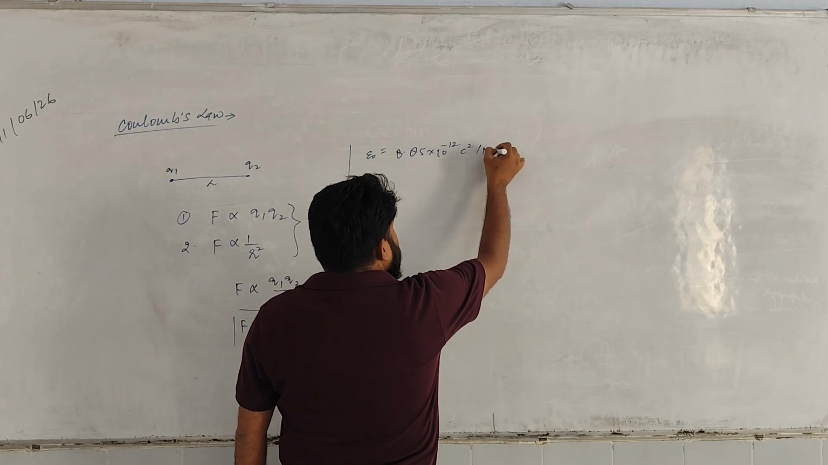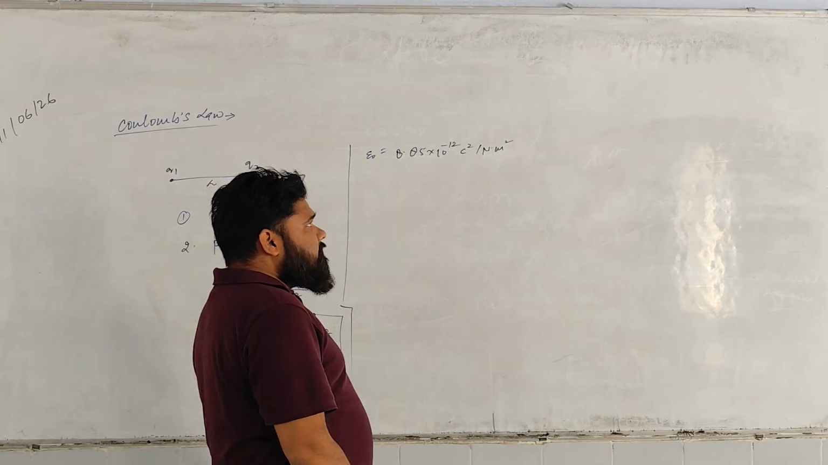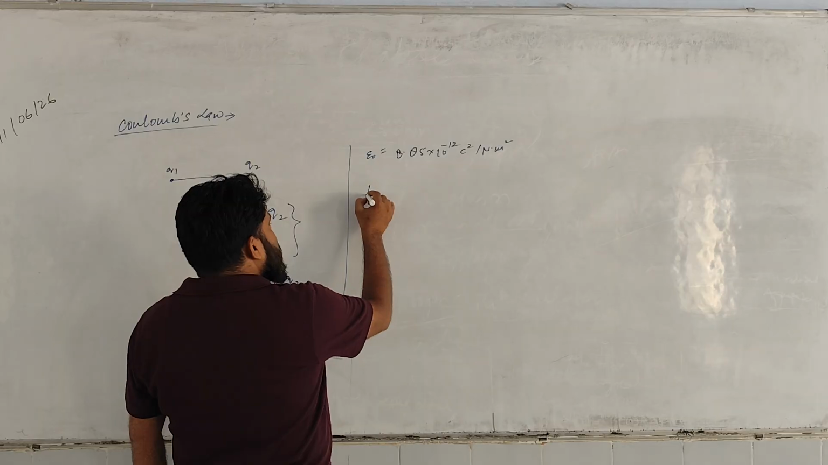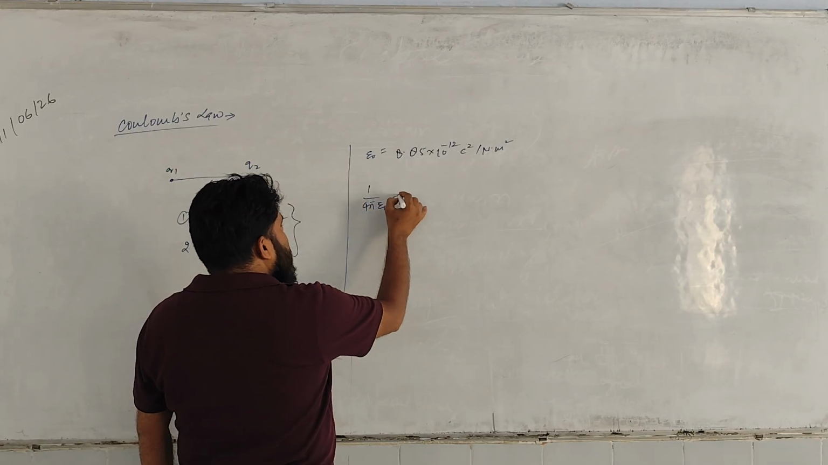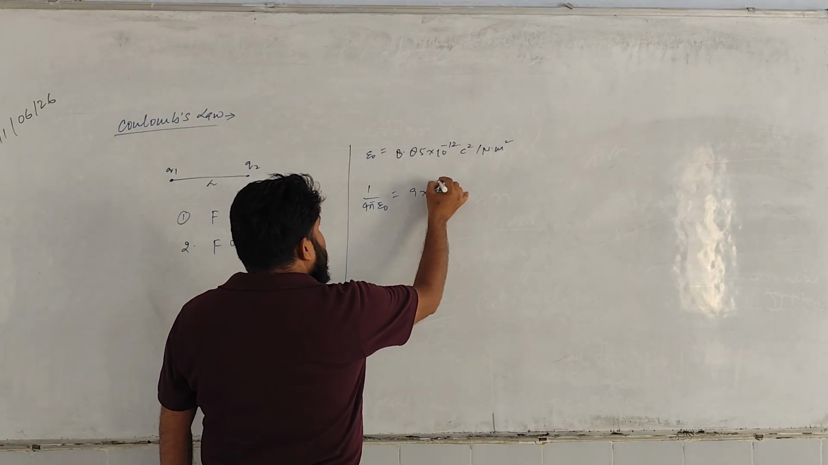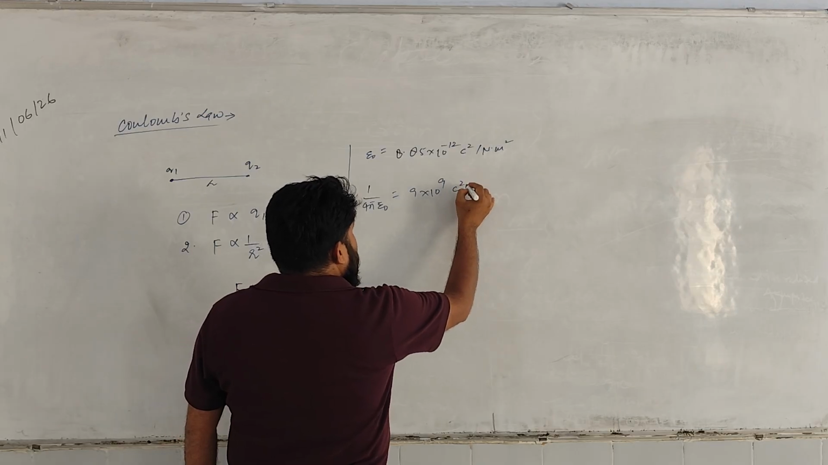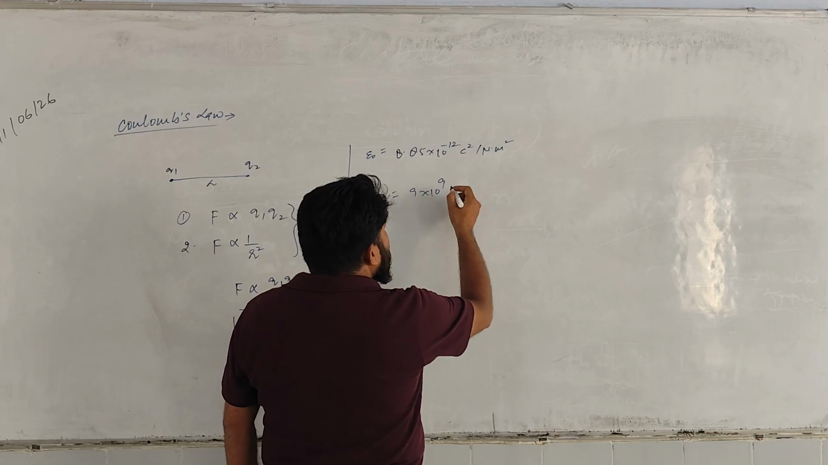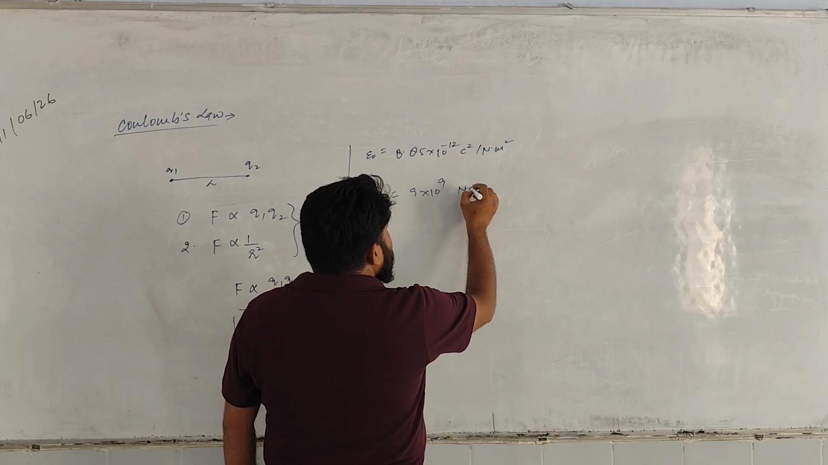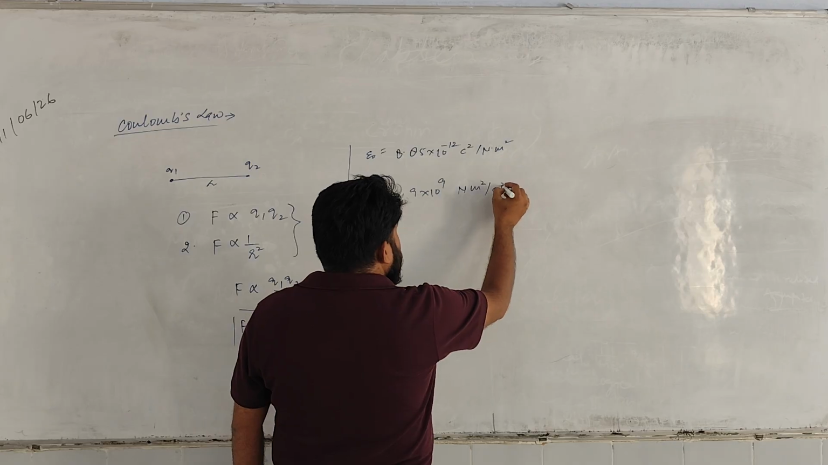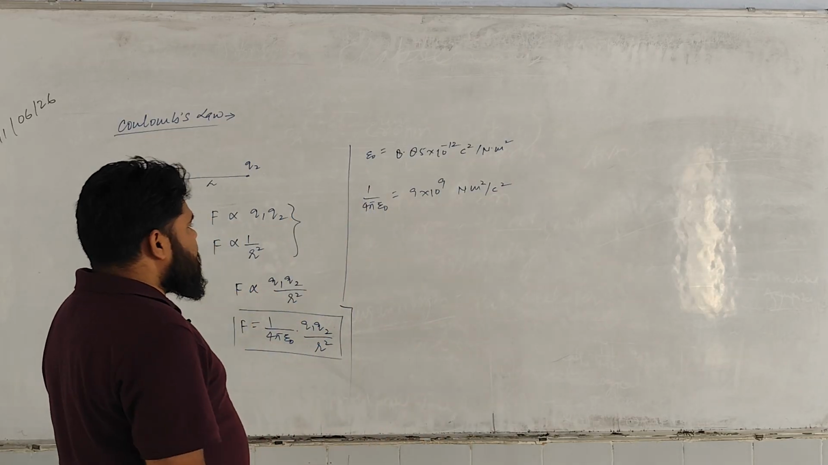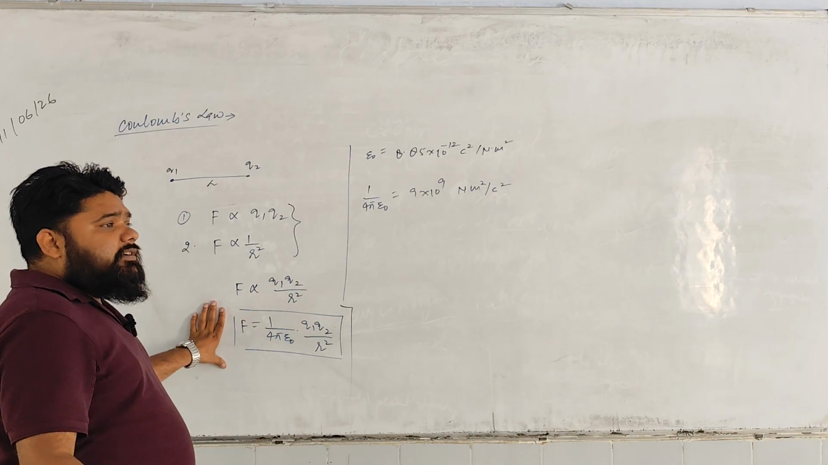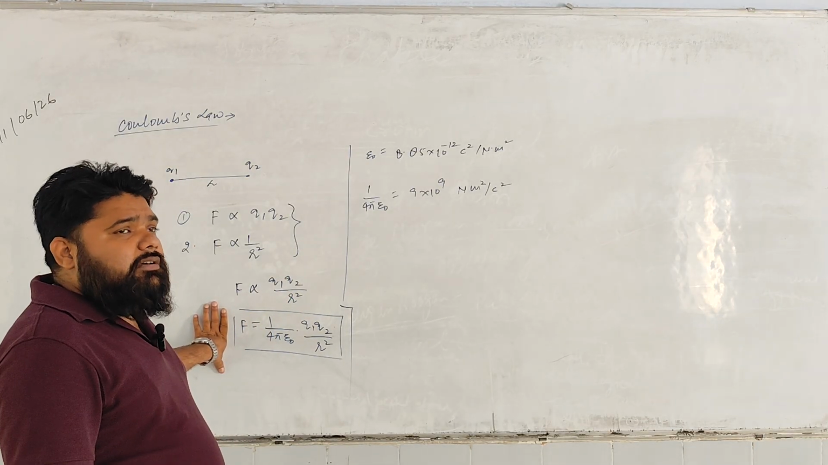per Newton meter square. Now the constant 1 upon 4 pi epsilon naught has the value 9 into 10 to the power 9 Newton meter square per Coulomb square. That is the value of this constant. So this is the force when these two charges are placed in air or space.